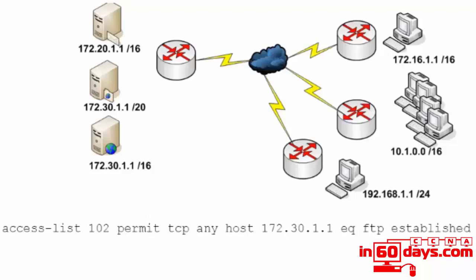Next access list, 102, permit TCP from anywhere to host 172.30.1.1 if it equals FTP. The established keyword you can use on the end of an access list. What this means is it's looking for a response. In the three-way handshake, different flags are set on the packet when it goes out, when it returns, and then when it goes out again. The established flag means that the session was initiated from inside your network. So when you type established, it's going to let the traffic back in if you requested the connection to come in through FTP in this example.